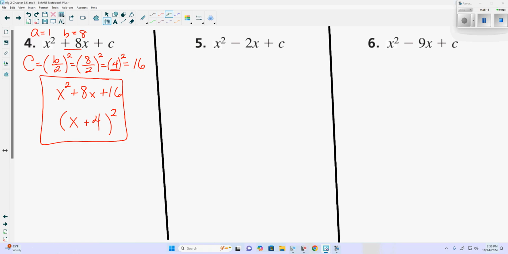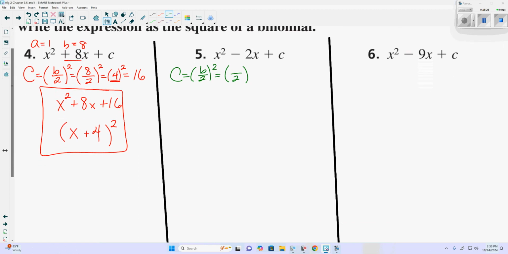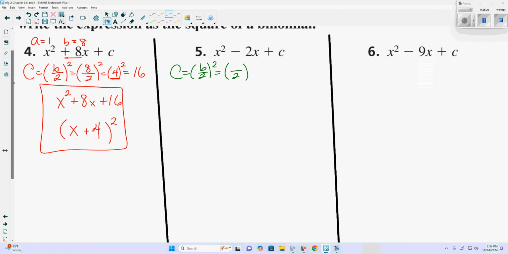Let's look at the next one here. So again, for number 5, we need to find the value of c, because once we find c, we'll have our perfect square trinomial, and then we know what we need to do to factor it. Well, again, a is 1. B is what? -2. So we can plug that value of b in to find this value of c. Because again, our c is equal to b over 2 squared. So we have -2 over 2 squared.